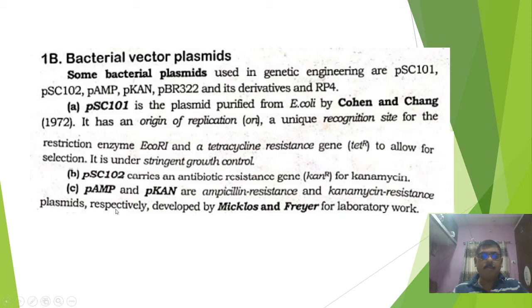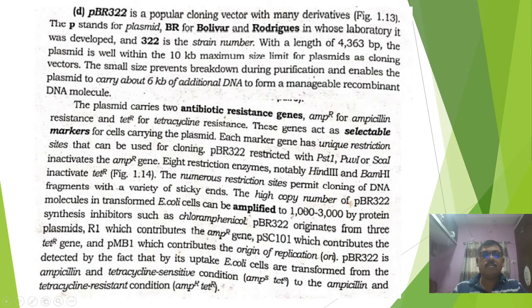Then pAMP and pKAN are ampicillin resistant and kanamycin resistant plasmids respectively, which were developed by Miklos and Freyer for laboratory work, and these also have an origin of replication. Then the next plasmid, which is synthetically prepared, is pBR322, a popular cloning vector with many derivatives.